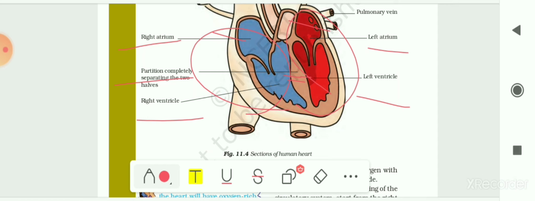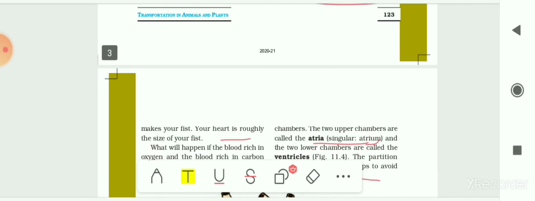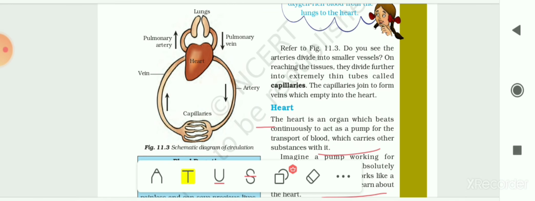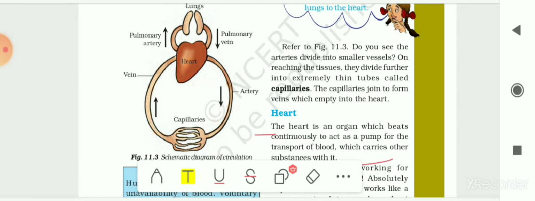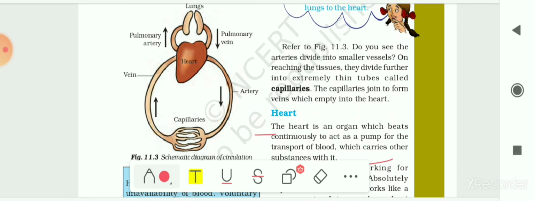Now let us understand the functioning of the circulatory system. For that we have to see the previous figure, Figure 11.3, and follow the arrows. The arrows show the direction of the blood flow, blood which flows from the heart to the lungs and again back to the heart, from where it is pumped again to the rest of the body parts.